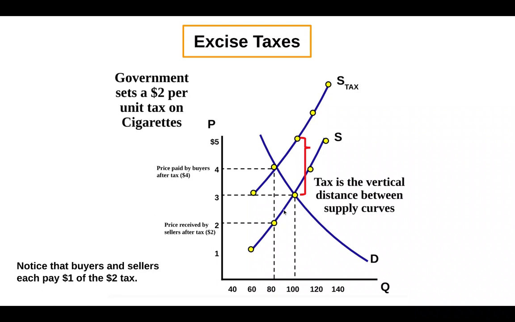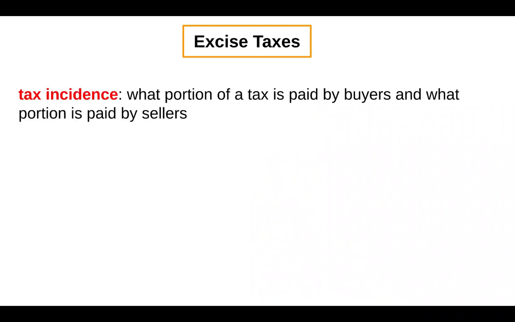So sellers are paying $1 of the tax, represented by this distance where my cursor is, and buyers are paying the other dollar of the tax. So the buyers and sellers are splitting the tax equally among them. Now, is that always the case? No. And that gets at this idea of tax incidence, which is what portion of a tax is paid by buyers and what portion is paid by sellers. And it's not always 50-50.